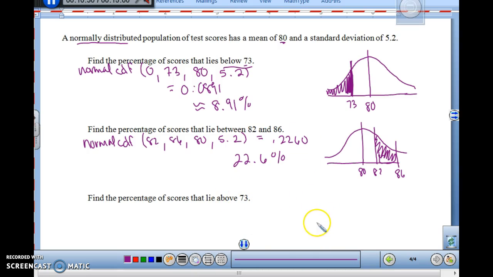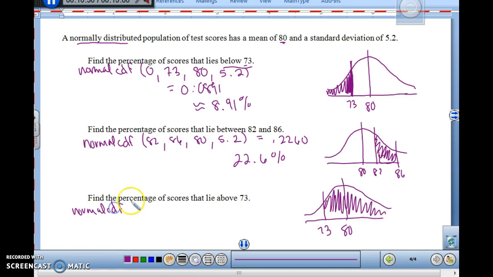Okay, let's look at this one here. All right, find the percentage of scores that lie above 73. All right, so here's my mean, 80. 73 is over here on the left side of the mean. Above 73 would be up to the mean and then all the way over to here. So normal CDF. All right, I'm going to start at 73, and the highest score I could get would be 100. Okay, and then 80 and 5.2.